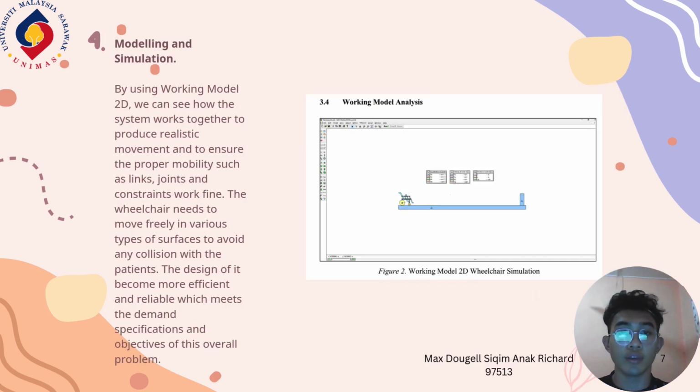Last but not least, we use modeling and simulation as the latest methodology. By using Working Model 2D, we can see how the system works together to produce realistic movement and ensure proper mobility, such as links, joints, and constraints working fine. The wheelchair needs to move freely on various types of surfaces to avoid any collisions with patients. The design of the wheelchair becomes more efficient and reliable, which meets the demand specifications and objectives of this overall problem.